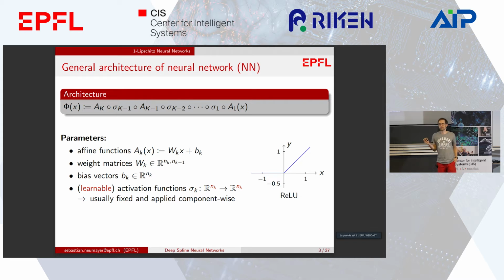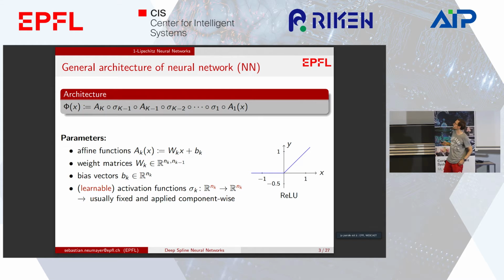Okay, so the architecture is just a general feed-forward architecture which we use here. So we have compositions of affine layers and activation functions. And here the affine functions have a structure as usual. So we have a weight matrix and a bias vector. So nothing special about this.